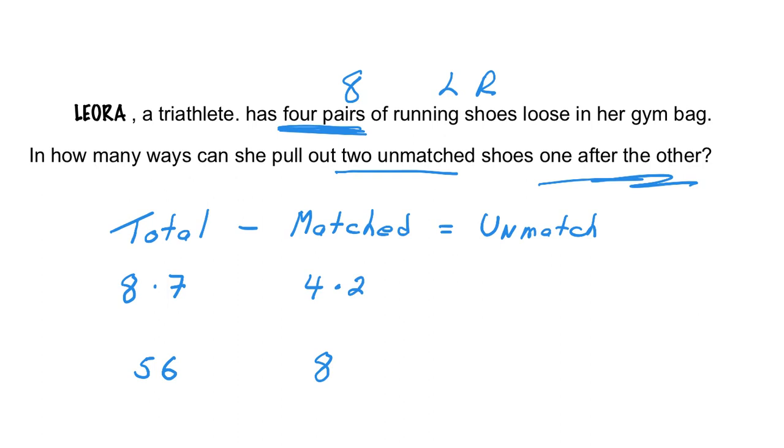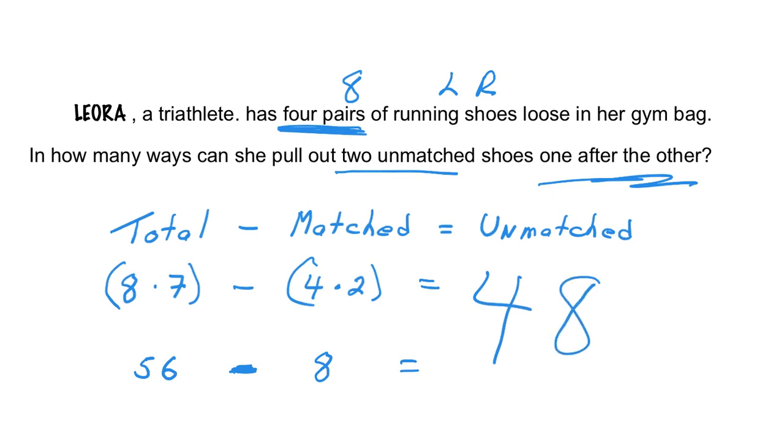And this now gives us the total number of ways to pull out a set of unmatched shoes. You subtract the matched from the total, and that gives you 48 ways to pull out a set of unmatched shoes. This is called the indirect method.